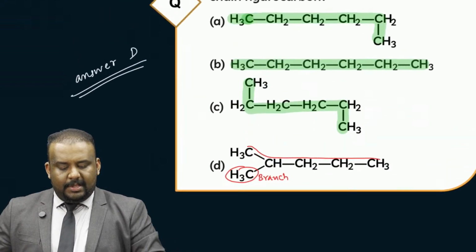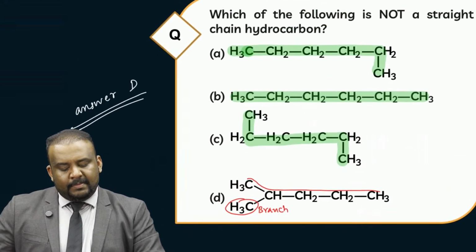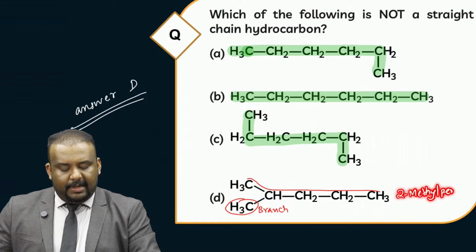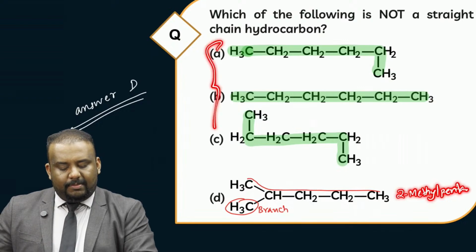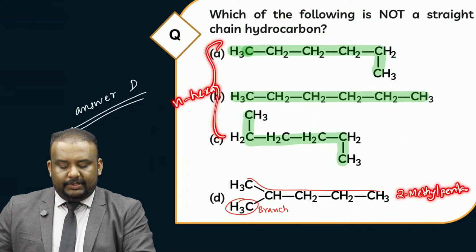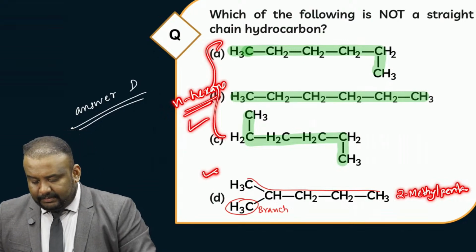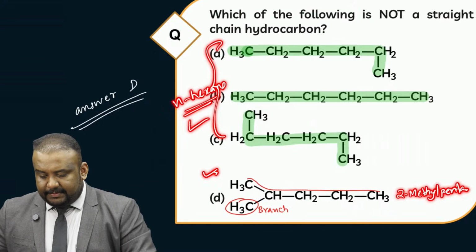Right. Yeah. The last compound is called 2-methyl pentane, and the first 3 compounds are normal hexane. So they are isomers of hexane. Yes. That's correct.